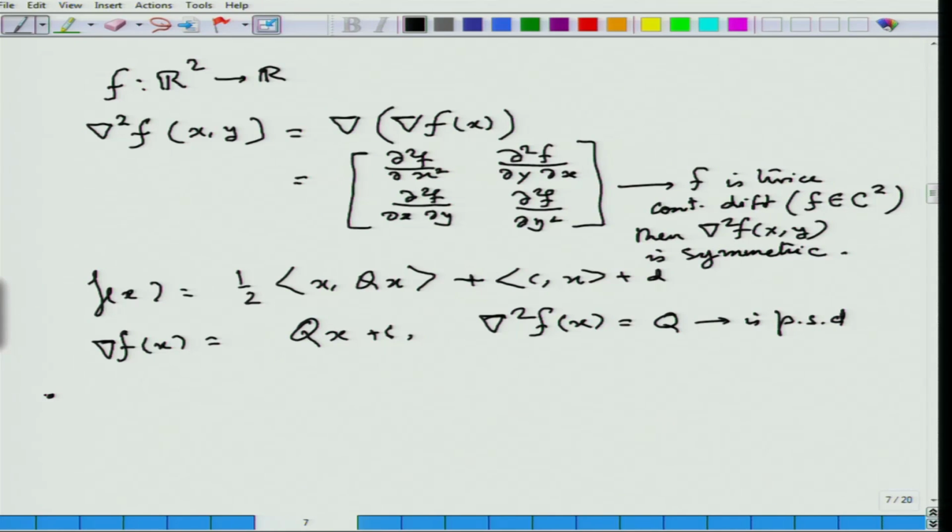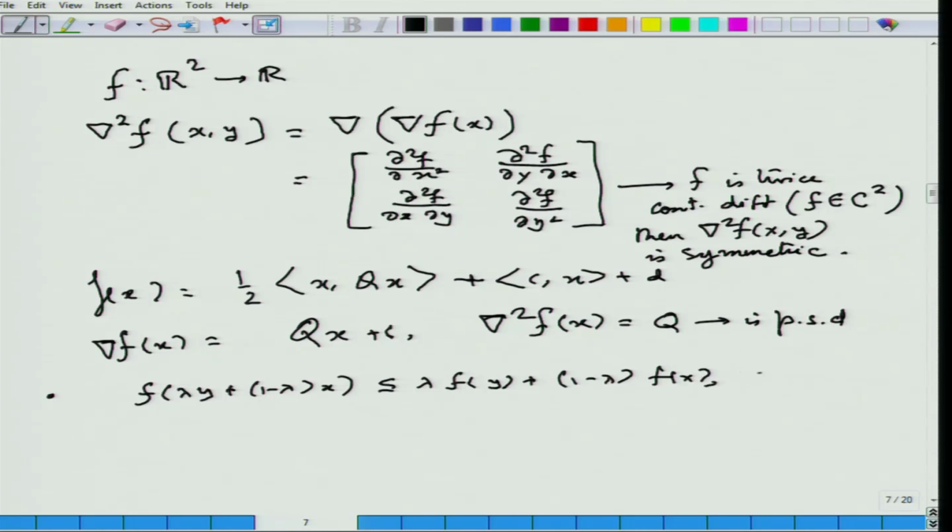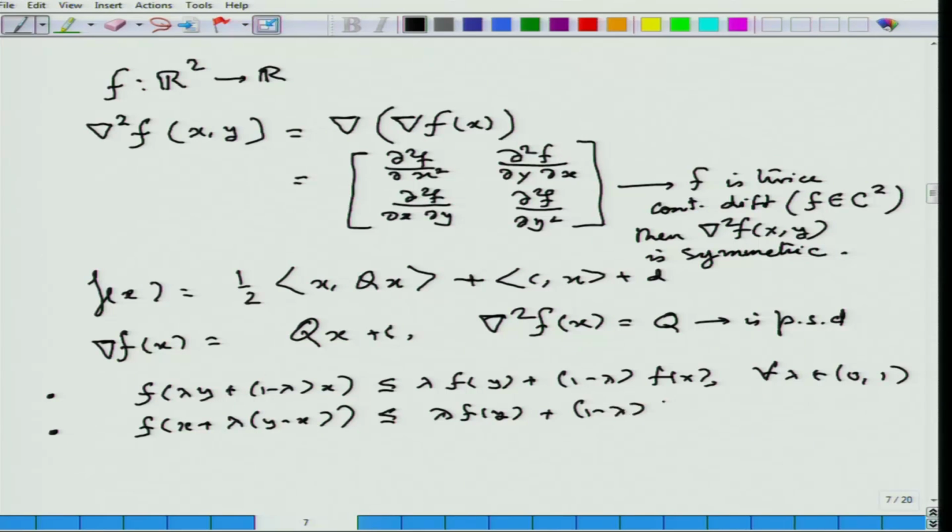So, suppose we want to tell something more about the convex function when the function is differentiable. In that case, let us look at this: f of lambda y plus 1 minus lambda x is less than lambda f y plus 1 minus lambda f x. This is obviously true for all lambda in the open interval 0, 1, naturally, because the problem is convex. Now, I can rearrange this a bit and write this as f of x plus lambda y minus x is less than lambda f y plus 1 minus lambda f x.